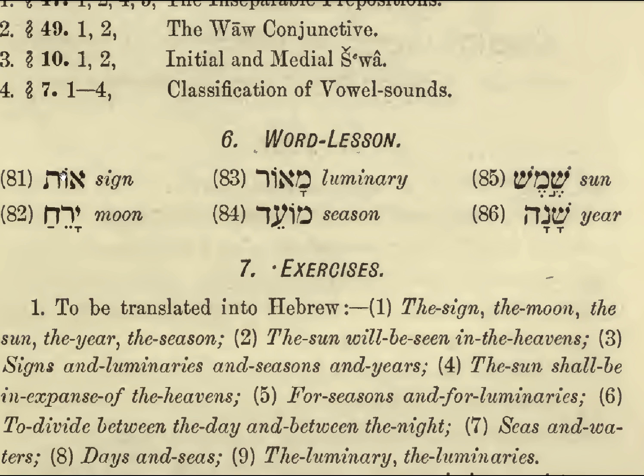Vocabulary. Ot, a sign. Yareach, the moon. Ma'or, a source of light, a luminary. Monged, a season. Shemesh, the sun. Shana, a year.